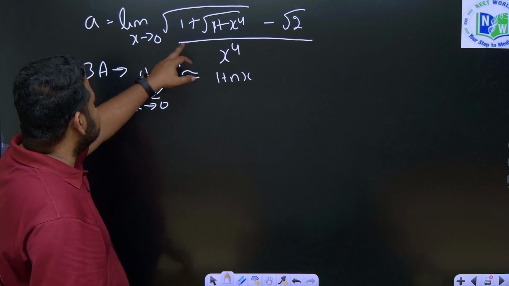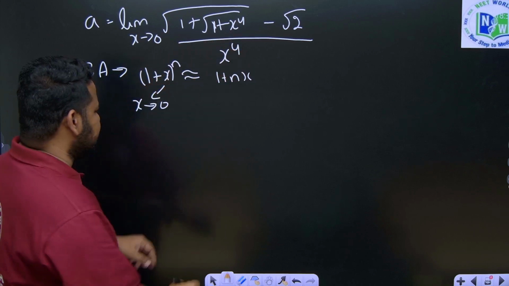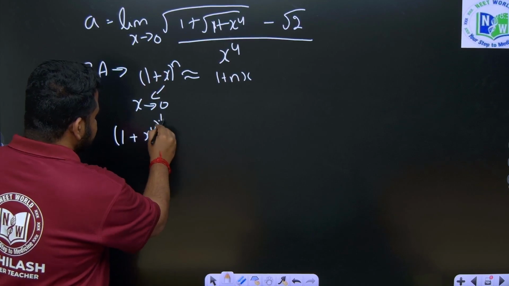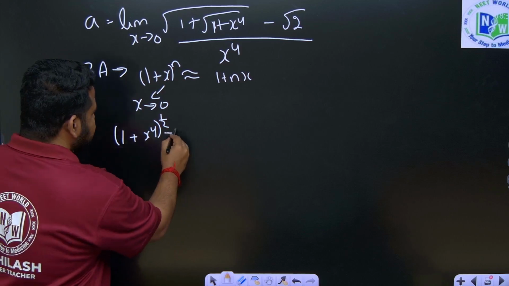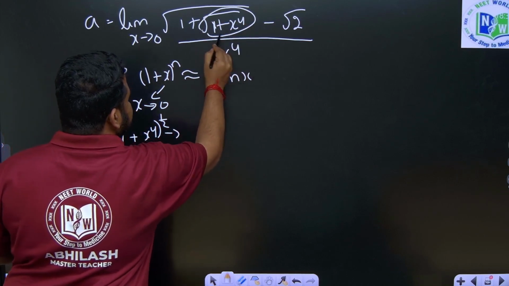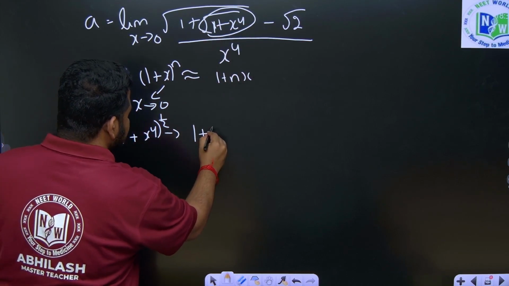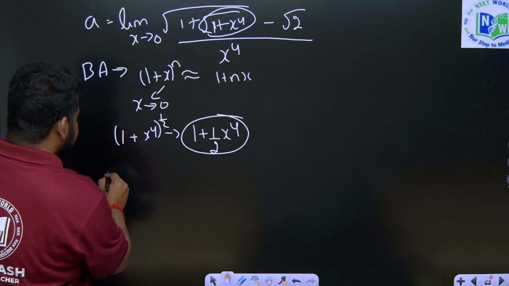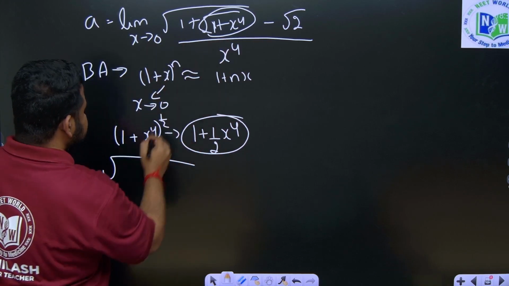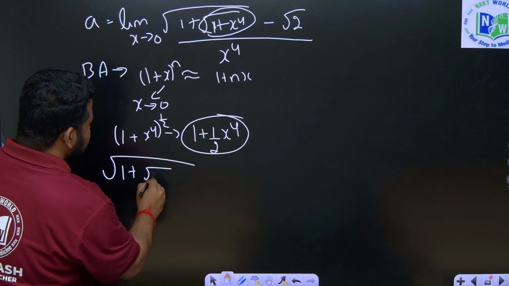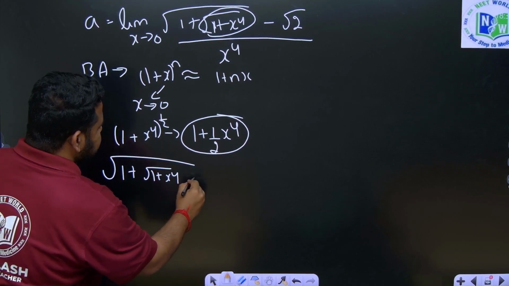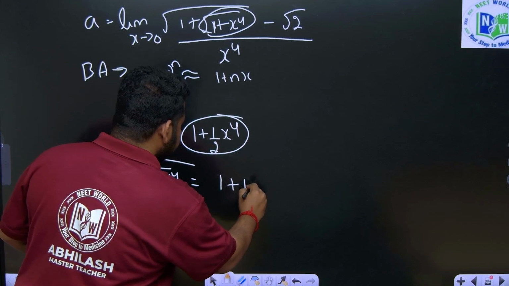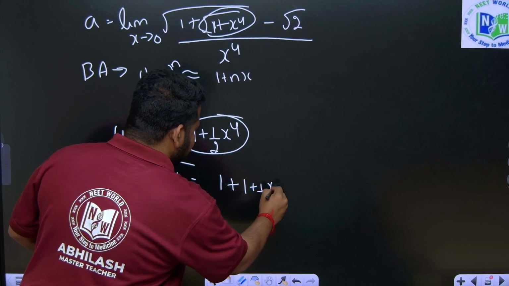As per this I can write the inner square root, 1 plus x to the power of 4 whole to the power of 1 by 2, as 1 plus 1 by 2 into x to the power of 4. So under the square root, square root of 1 plus x to the power of 4 can be written as 1 plus 1 by 2 x to the power of 4.